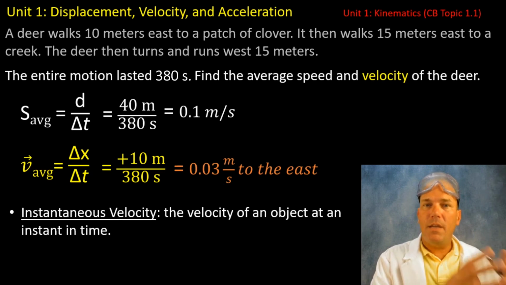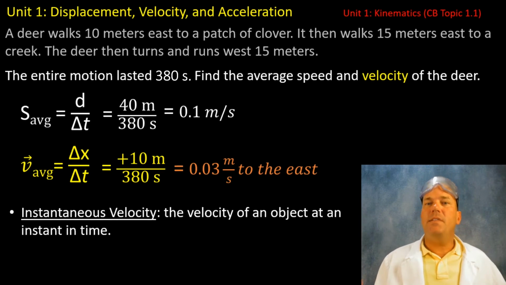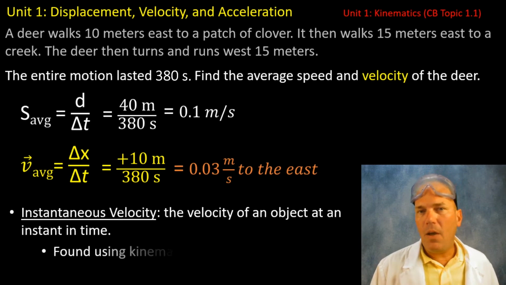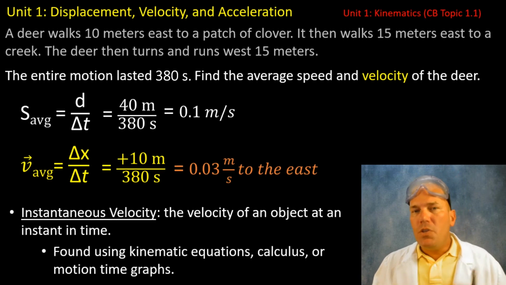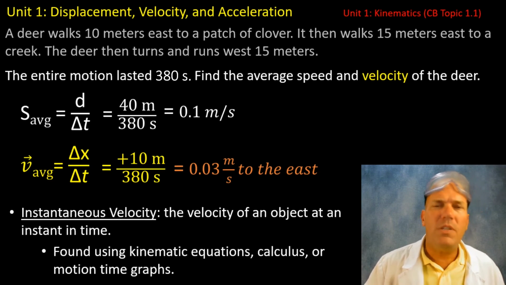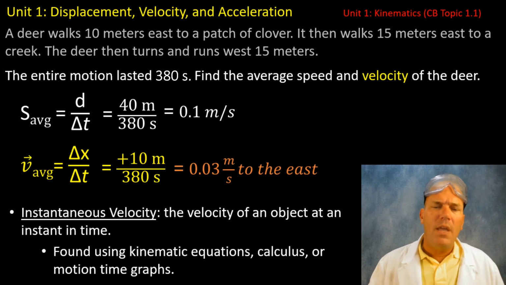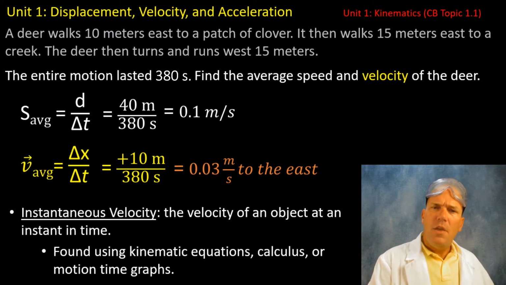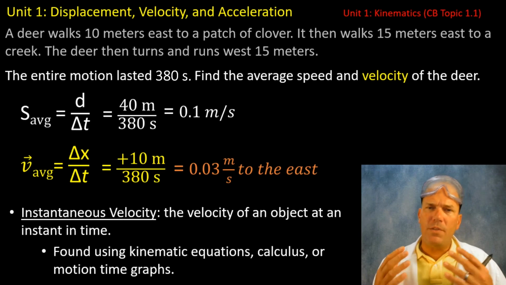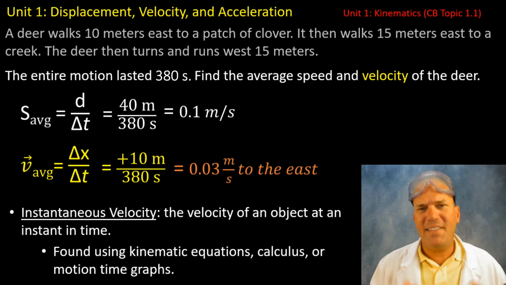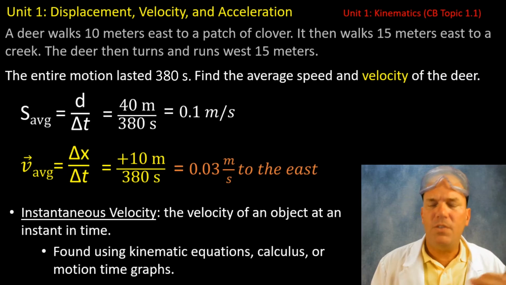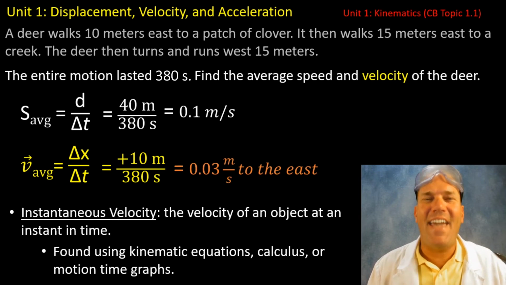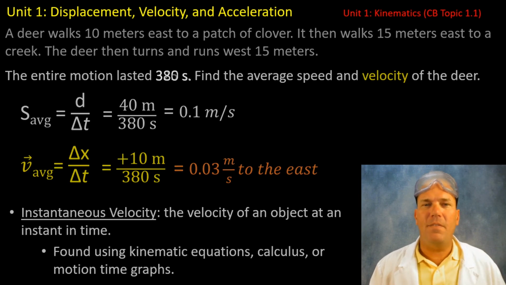Okay, so we've been calculating average speed, average velocity, given a duration of the time for that motion. You can calculate instantaneous values using kinematic equations, which I'll teach you about in upcoming videos, calculus, which is not utilized in AP Physics 1, and motion time graphs, which we will be discussing in this course extensively. So there's a number of ways to determine instantaneous values. However, in the previous examples, we calculated the average values for both speed and velocity.